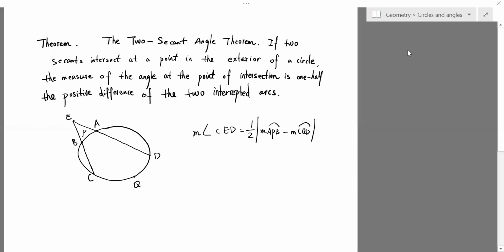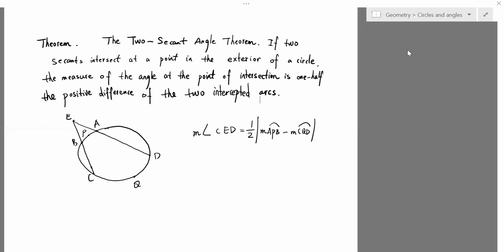In this video, we're going to look at the two-secant angle theorem. We will study the relation between the measure of an angle formed by two secant lines to a circle on the Euclidean plane and the measures of the arcs intercepted by those two secant lines.